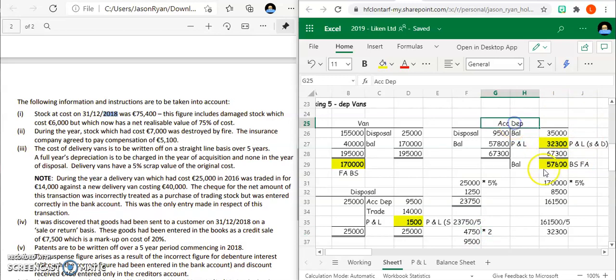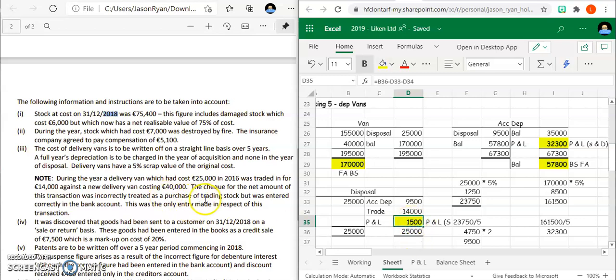And the same then for the depreciation for this year that goes into your selling and distribution. The value of our vans is 170,000. Scrap value 5%, so 8,500. So 161,500 is the value that you're going to use to calculate the depreciation for this year. So you're going to divide that by 5, which gives you 32,300. And then the disposal is going to be a loss of 1,500.